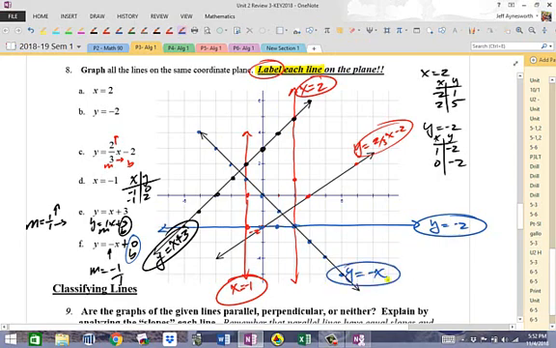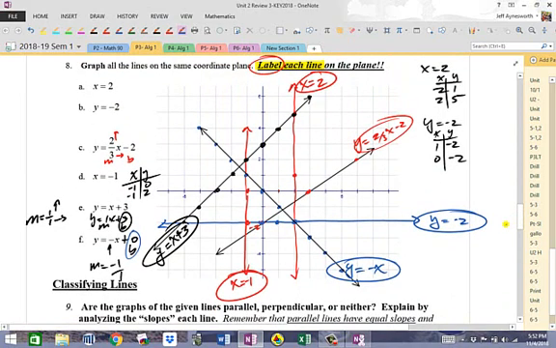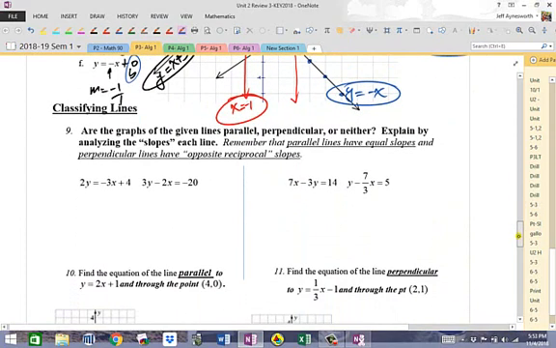So notice how I labeled each line so that I know that you know what's going on. There's no ambiguity right there. If you don't do that, don't plan on getting full credit, okay? You've got to be specific, label your results. Make sure you let me know that you know what you're doing.